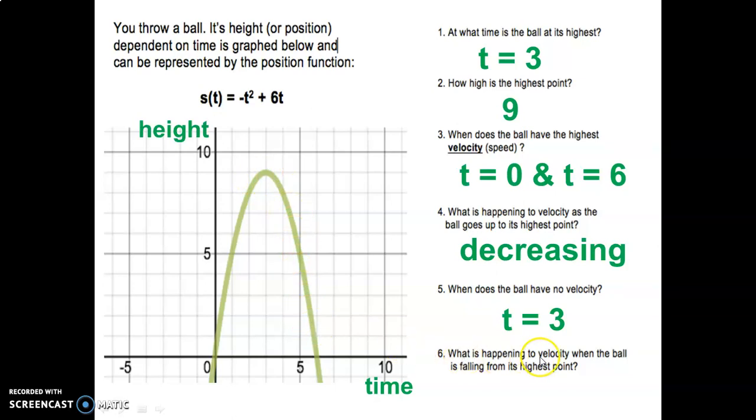Okay, what is happening to velocity when the ball is falling from its highest point? Okay, the velocity is increasing. Even though the velocity is becoming a bigger negative velocity, it is still increasing, right? It's speeding up. And that's an important point that we're going to look at a little bit more later as well.